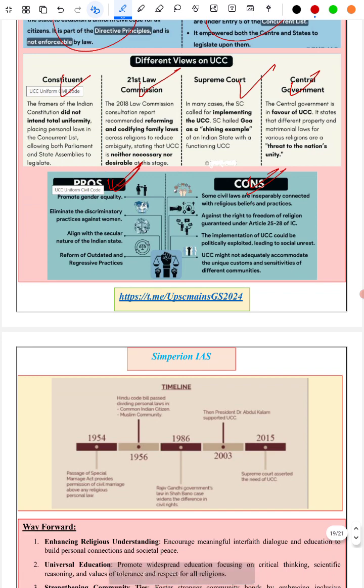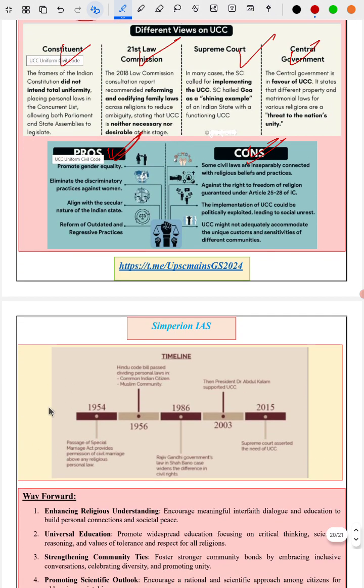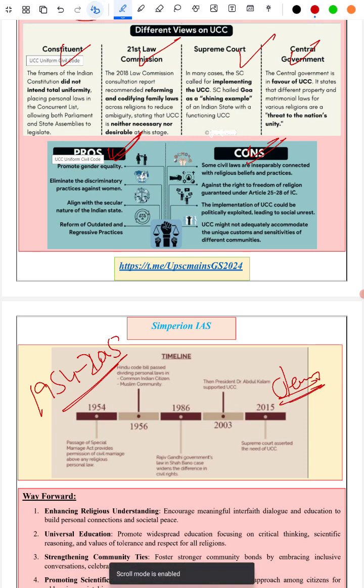And we have given the timeline from 1954 to 2015. We have given a time frame. This diagram, you have to zoom in a little to see it, it is not very clear. We couldn't get a very clear diagram for the timeline.